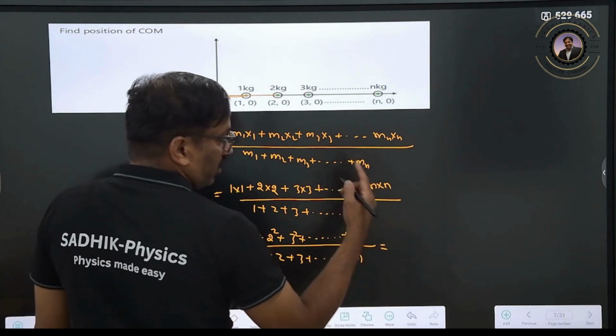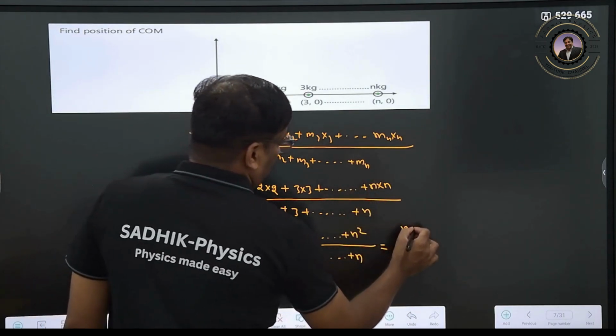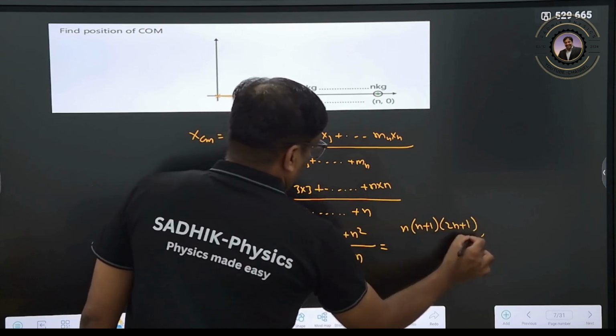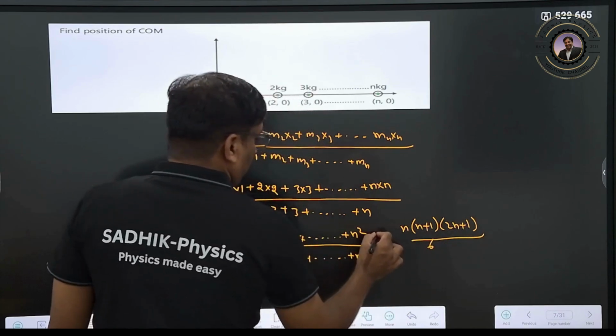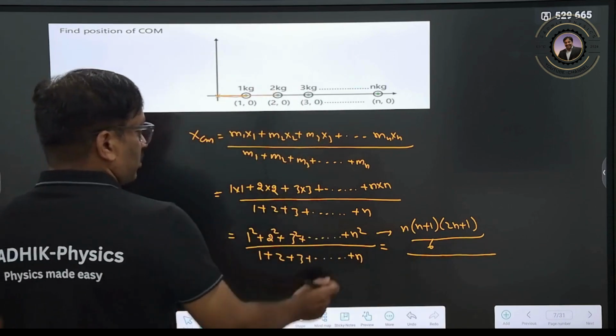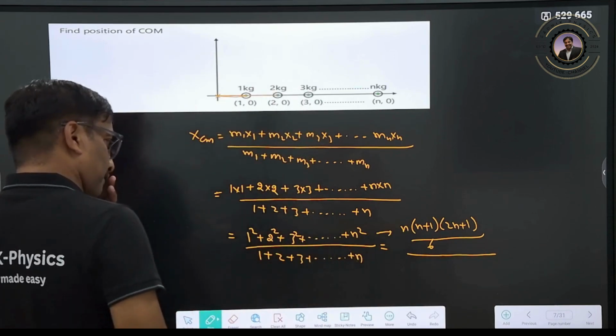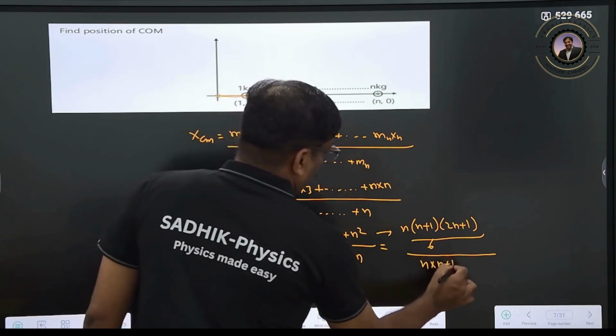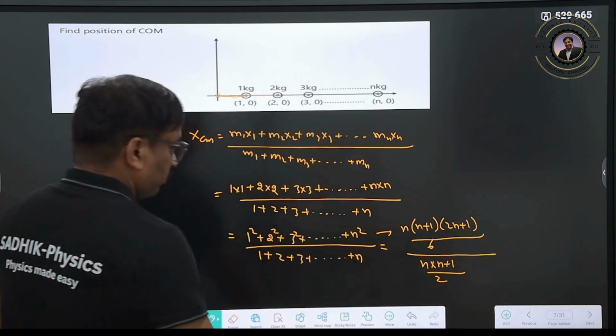So what is the formula we studied for the sum of square terms? Therefore n into n plus 1 into 2n plus 1 divided by 6. This is the sum of your n square terms, divided by the sum of your n terms, n into n plus 1 divided by 2. Clear?